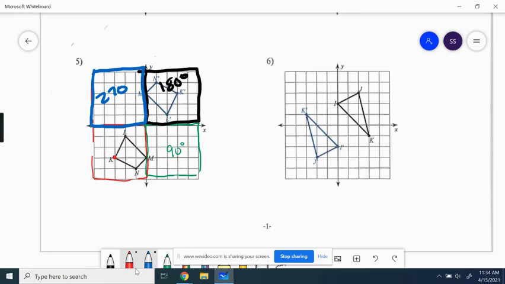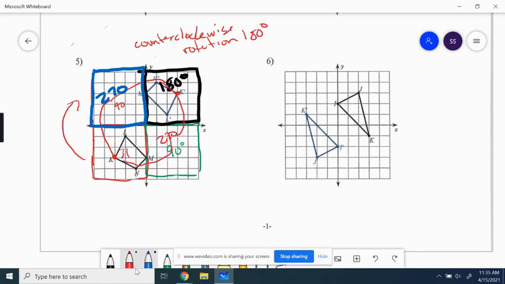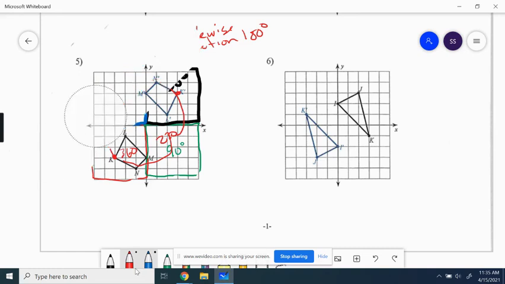All right. So what do we have here? If I go from K to K prime, that would be a counterclockwise rotation of 180 degrees. And then also, of course, because it's 180, if we went clockwise, if we went this way, it's also going to be, this would be 90 degrees, 180, 270, 360. Okay, hopefully that makes sense.